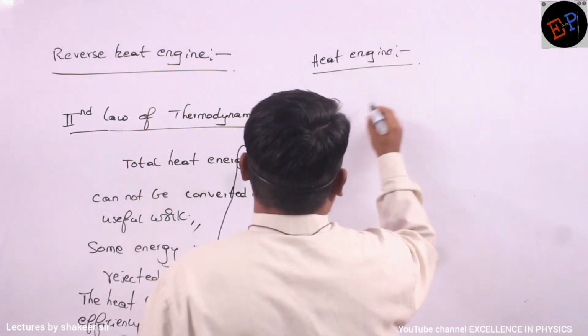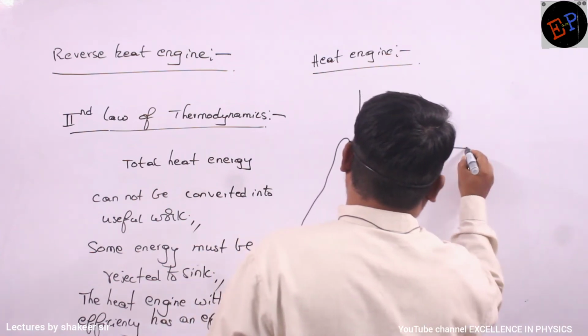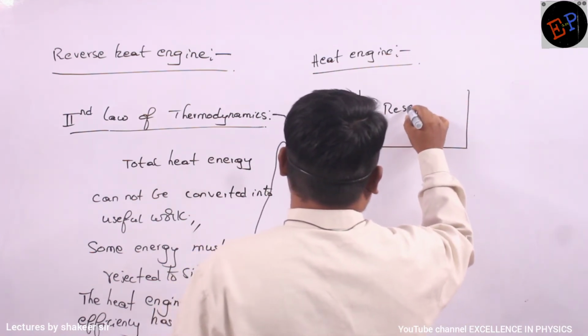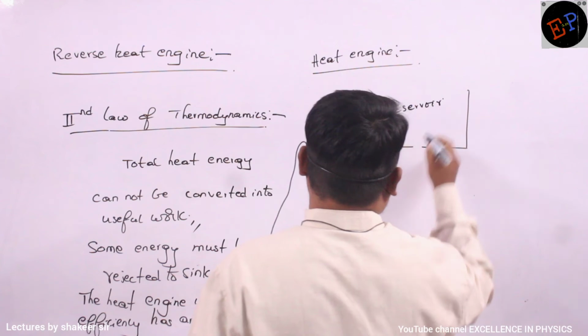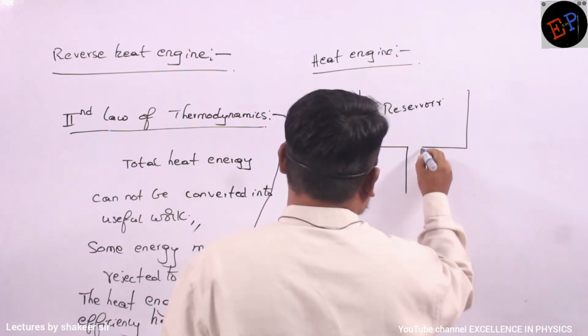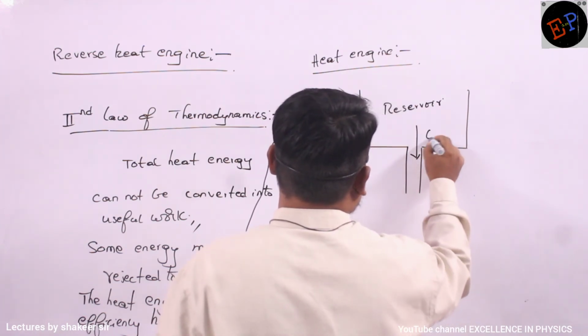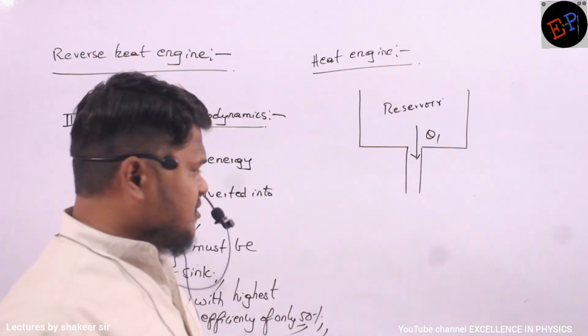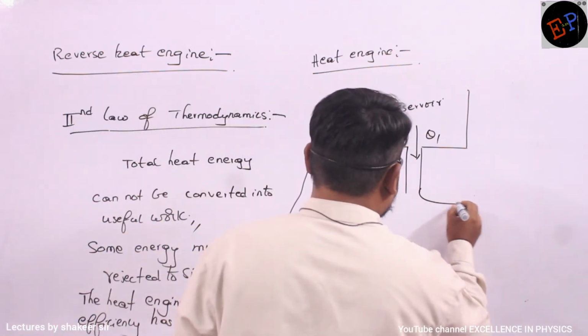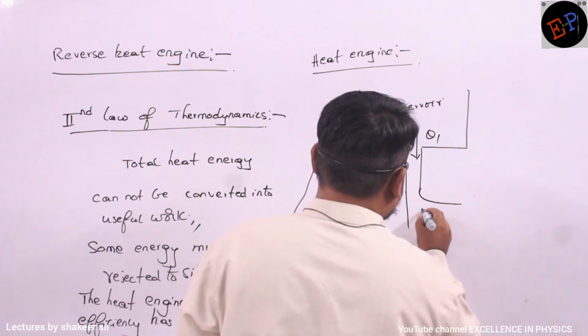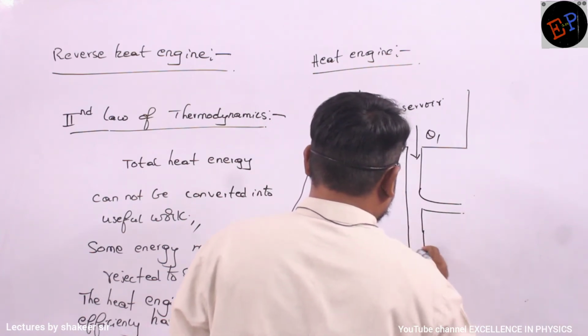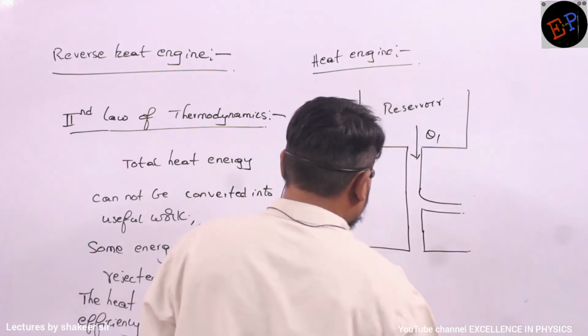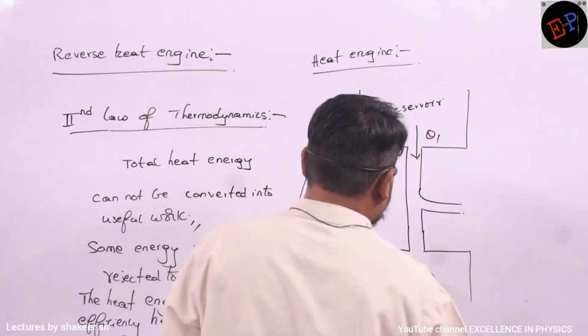What is the heat engine? Here you will have a reservoir. From the reservoir we will receive Q1 amount of energy. Some of the work will be done as useful work, and the remaining heat energy will be rejected to the sink. This is what we have studied, no?